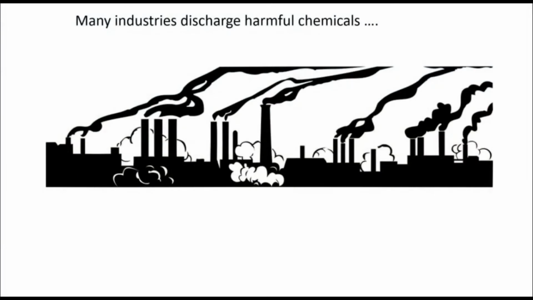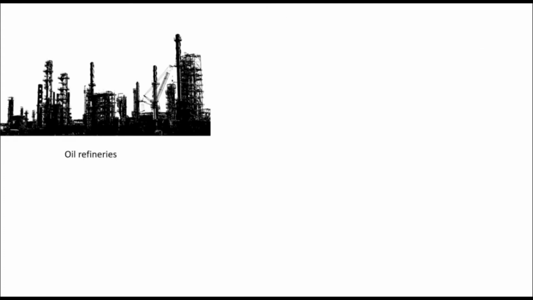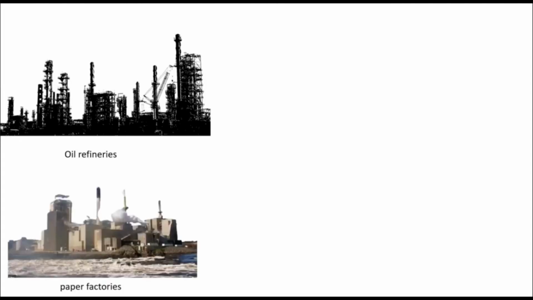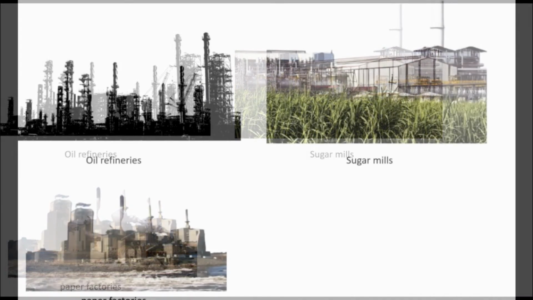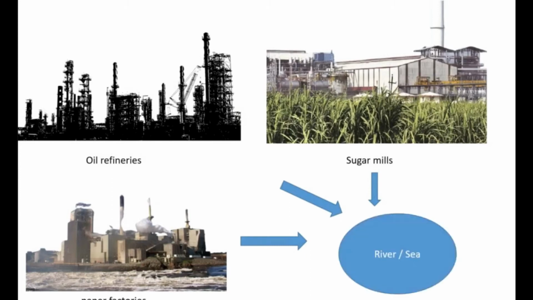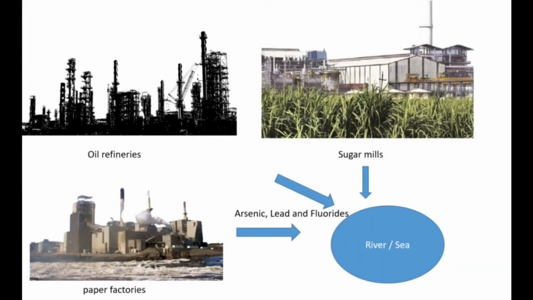Many industries discharge harmful chemicals into the river, causing pollution of water. For example, oil refineries, paper factories, and sugar mills all give unwanted residue which is thrown out into water, either river or sea. These waste products contain poisonous chemicals such as arsenic, lead and fluorides. And this raises the toxic level of the water. The moment the toxic level is raised, aquatic living organisms will die.